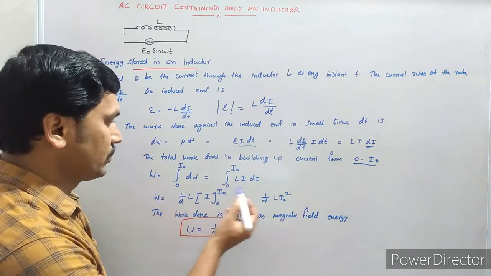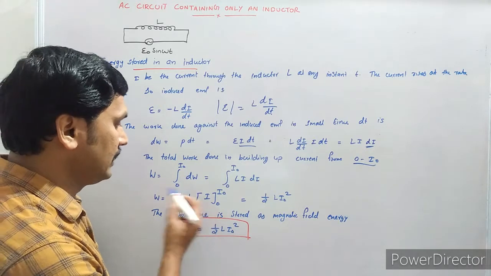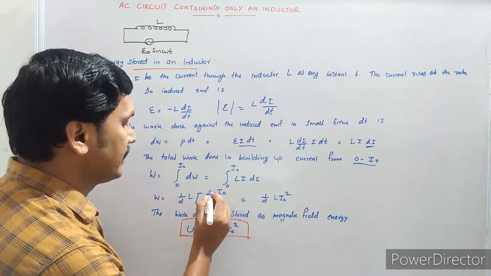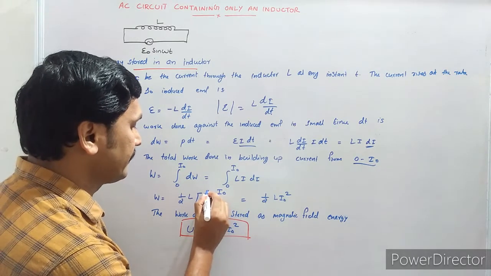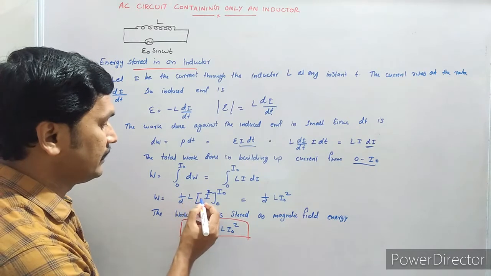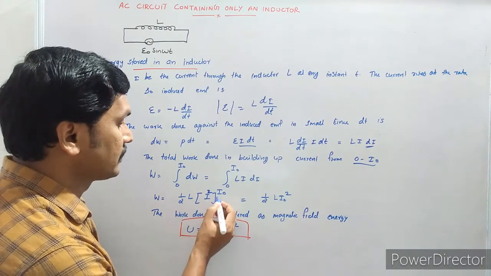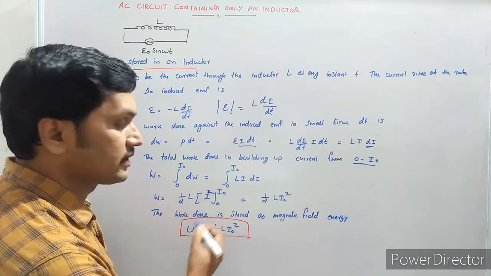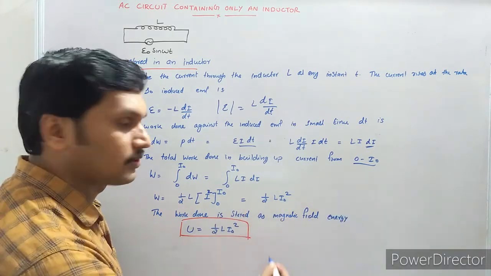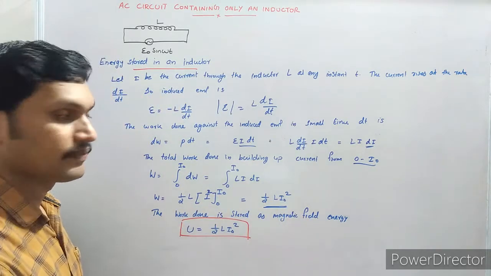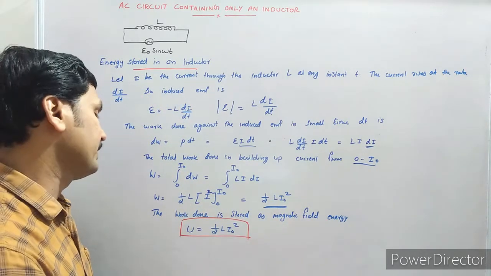So work is equal to, L is constant, we are taking half L into integral I di becomes I square by 2. So we are taking the 2 outside, half L into I square from 0 to I0. Upper limit is I0, lower limit is 0. So I0 square minus 0 square becomes I0 square only. Half L I0 square.